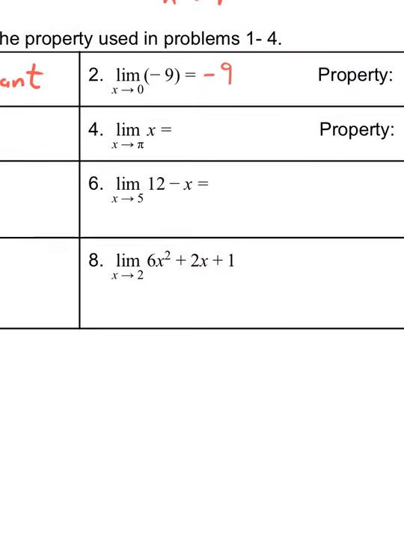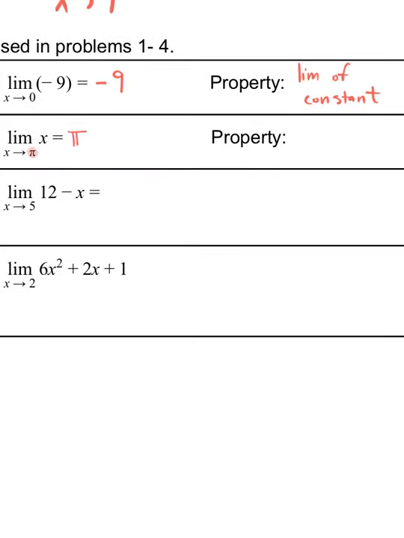Next one, number 4. What is the limit as x approaches pi of x? Whenever this is just x, think of that diagonal. Your answer is sitting right here. All right, your answer is pi. And of course, that is the limit of x, the identity.